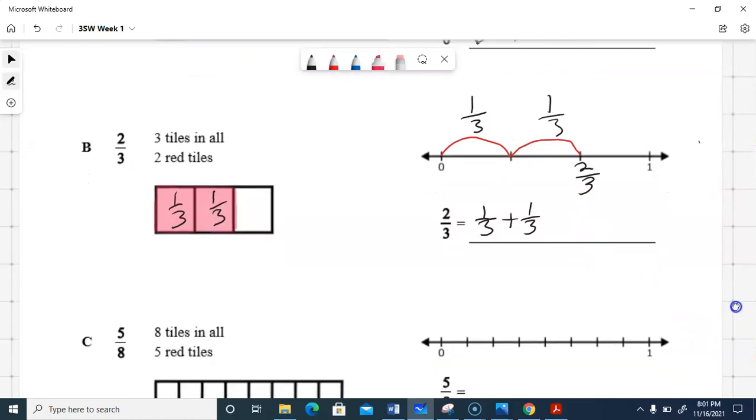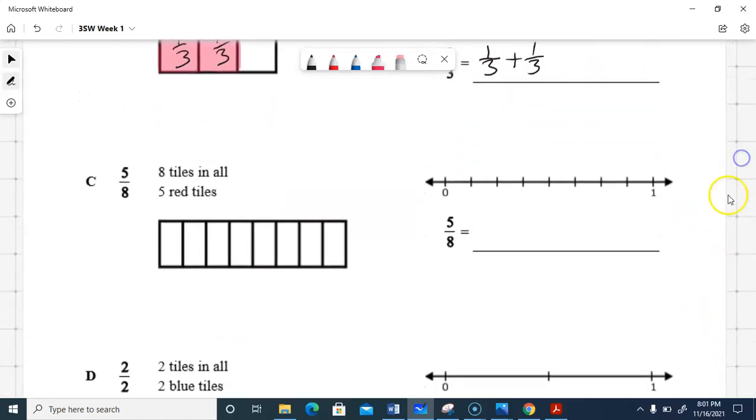Go ahead and look down at this next one, C. It shows 5/8 right there. There's eight tiles in all, and five of them are red. So I'll color five of them red. One, two, three, four, and five. Five red ones. Each one of the tiles represents 1/8 of the set.